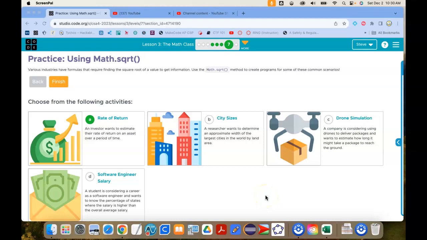Hey everyone, here we are, lesson 3, level 7. Choose your own adventures using the math square root function. So SQRT, my guess is going to be pretty similar to all the other things that we've done so far in these choose your own adventures. They're good practice using the math stuff, but also it's good practice reading carefully. So let's try the rate of return first.